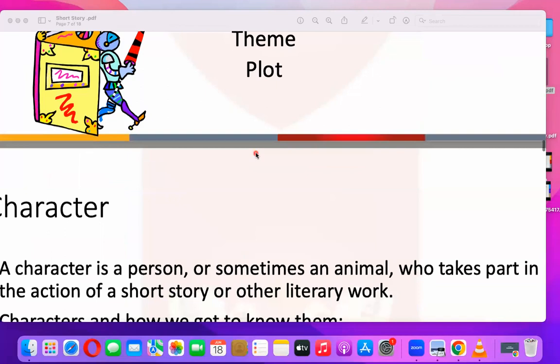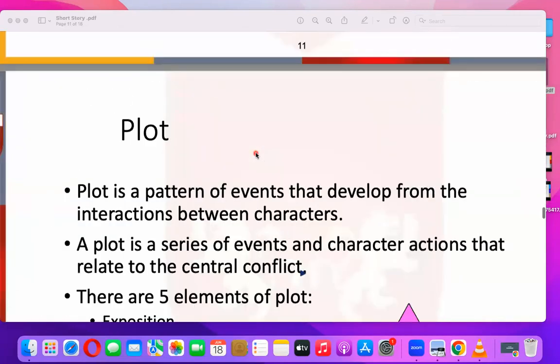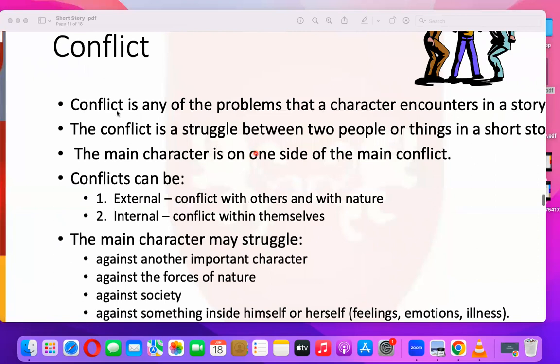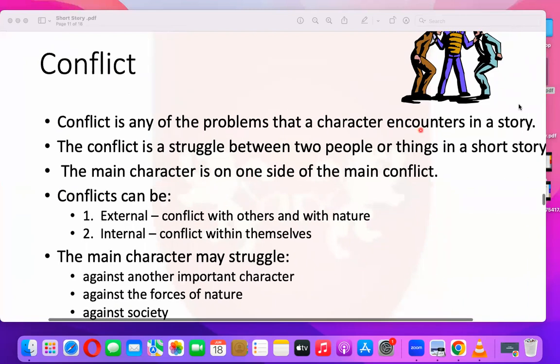Okay. Conflict. So let's have a quick look at the definition. This is the conflict, you see? So conflict is any of the problems that the character encounters.